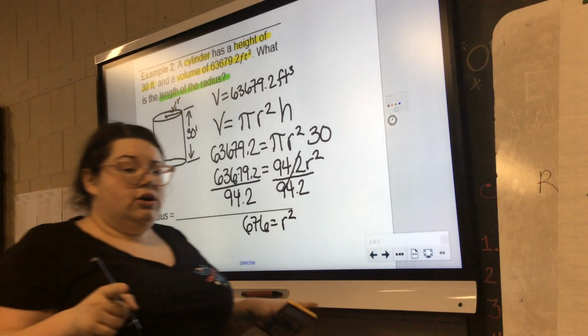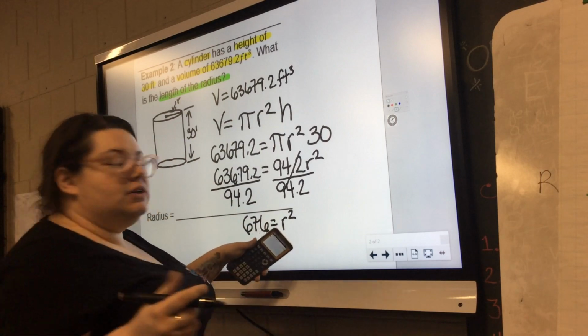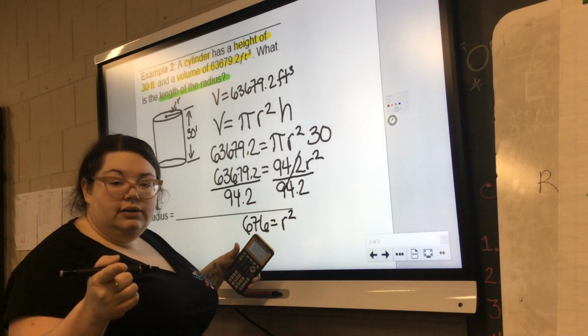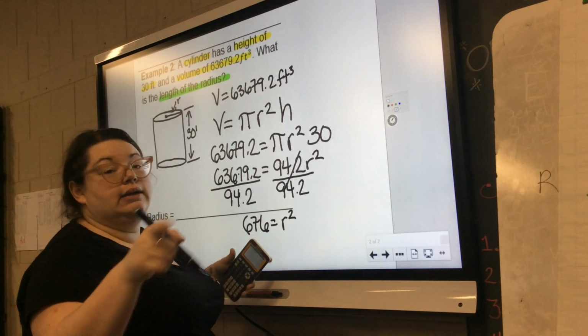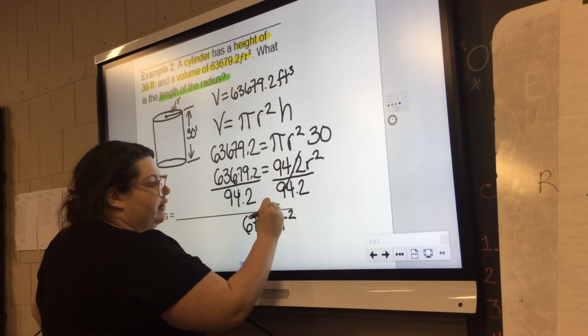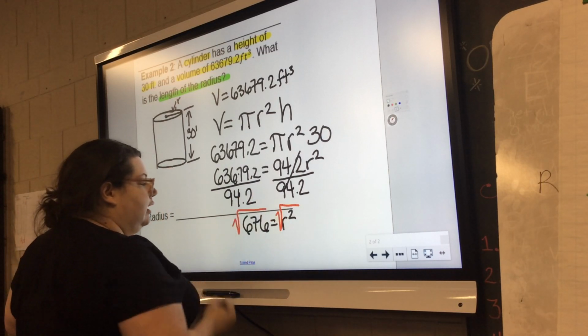Now, did they ask for r or r squared? They asked for r. So I have to use inverse operations to get r by itself. What's the opposite of a square? Don't you tell me a triangle. You're right, it's a square root. So I'm going to take my red pen, I'll show you. The opposite of a square is a square root. And what you do to one side, you do to the other.